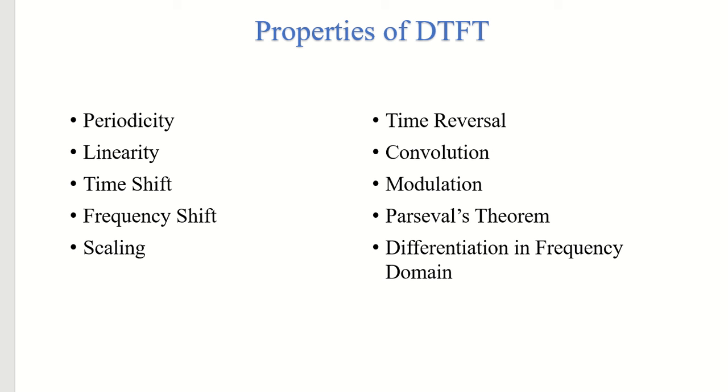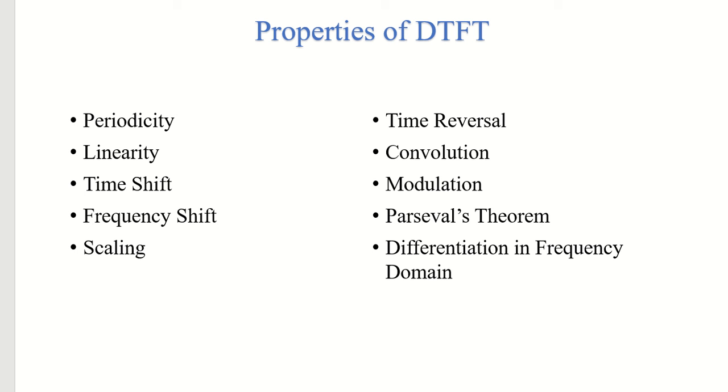Then we have time reversal. Again, it is the very same concept which we saw earlier. If my signal is y of n, and y of n equals x of minus n, then the DTFT of y of n, which is Y of omega, will be equal to X of minus omega, right? Pretty simple. It's time reversal.